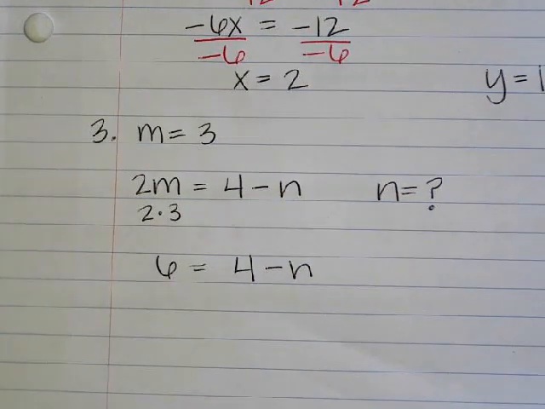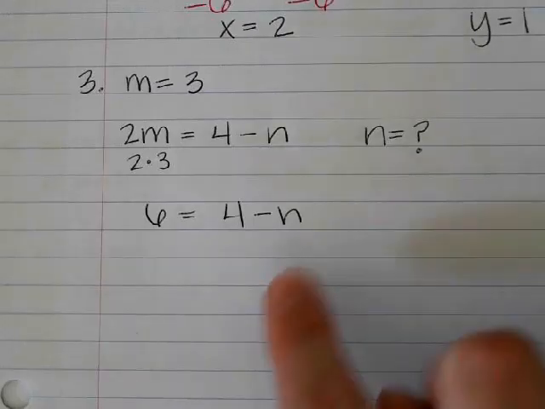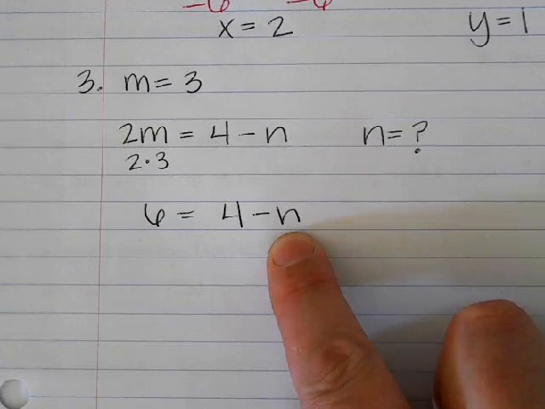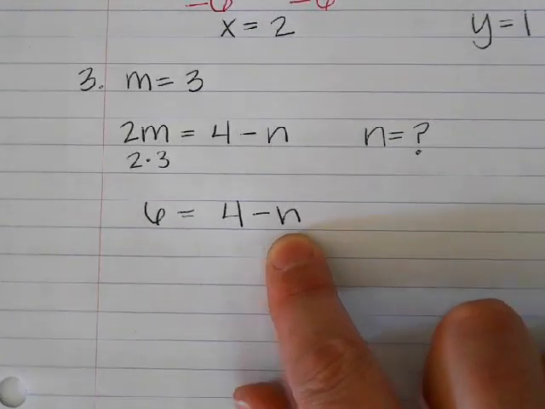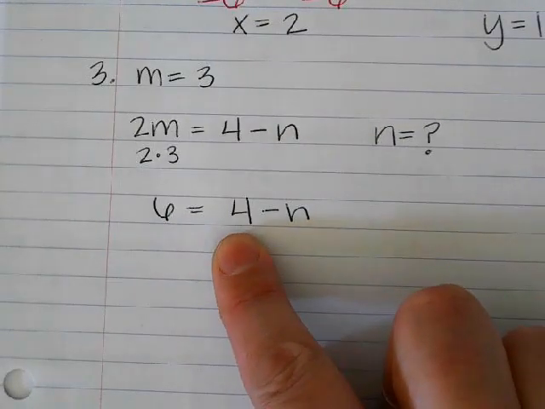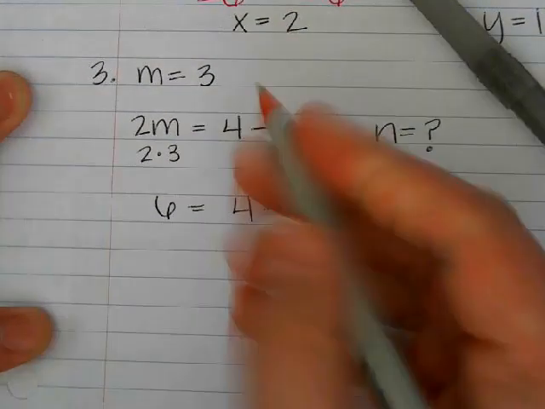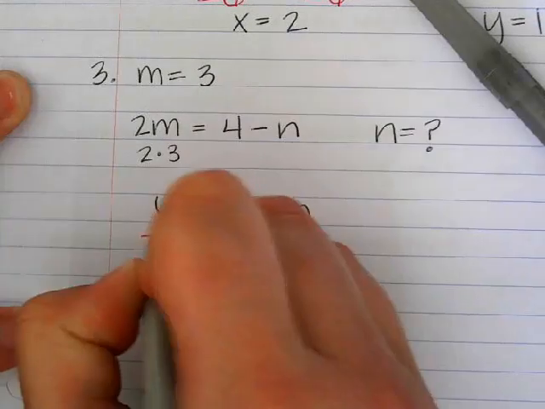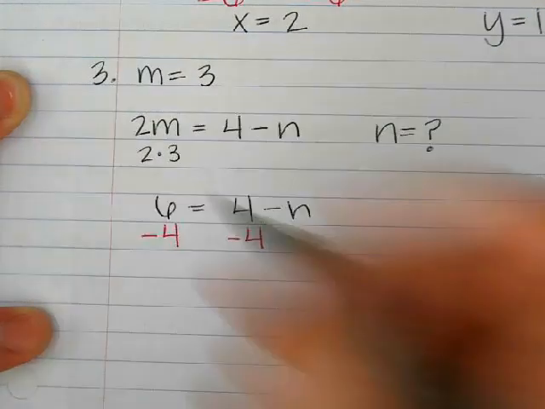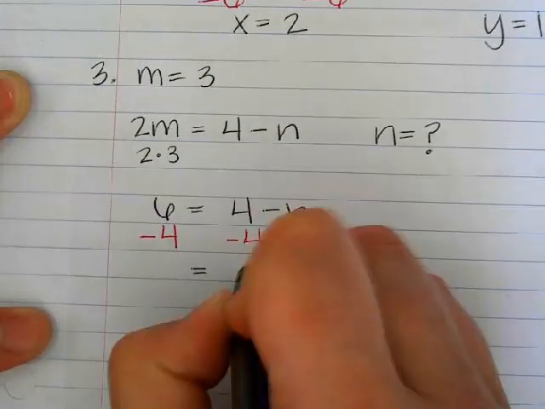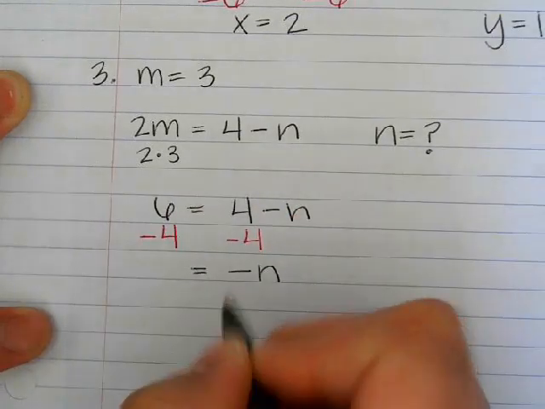Okay, we're going to leave the variable alone on the right side, and we have a positive 4 that we want to move. How do I move positive 4? I'm going to subtract it. Okay, so I've got a negative n, and what do I have on the left side? 2, okay. What number goes in front of the n? A 1, okay. And so now what should I do?